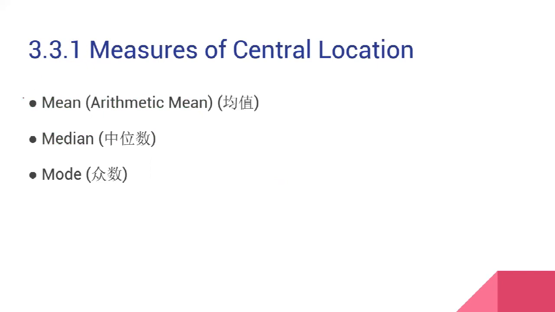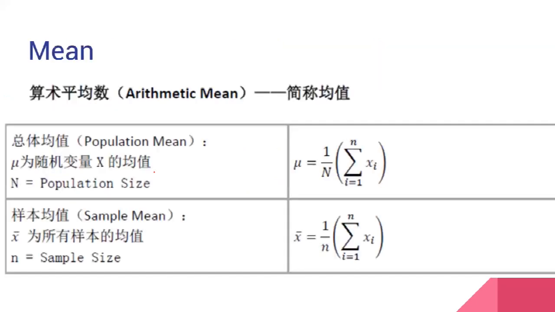There are three measurements that can be used to measure the central location of the given data. First one is called mean, or sometimes we call it arithmetic mean. Next one is called median, and last one is called mode. Okay, let's have a look at them one by one. So first of all, let's have a look at mean.